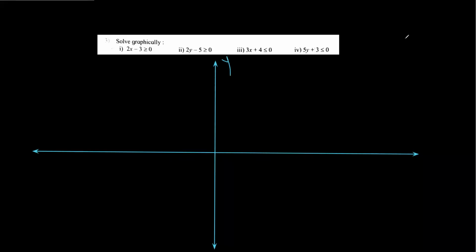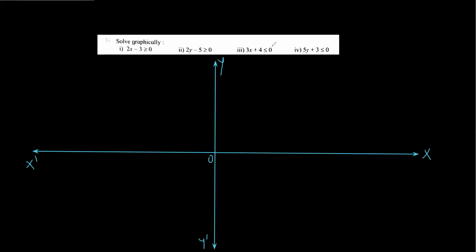See, this is the y-axis and x-axis. This is the origin. I solved the first problem here. They say solve graphically. You know the meaning of solving graphically: you have to plot the solution set on the graph paper. Graph paper does not mean the actual graph paper. You can always use the ruler, draw the x-axis, y-axis, and do it.